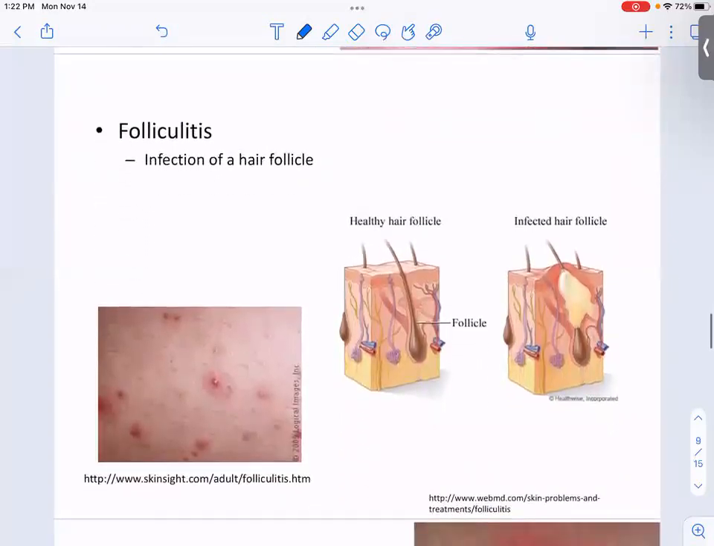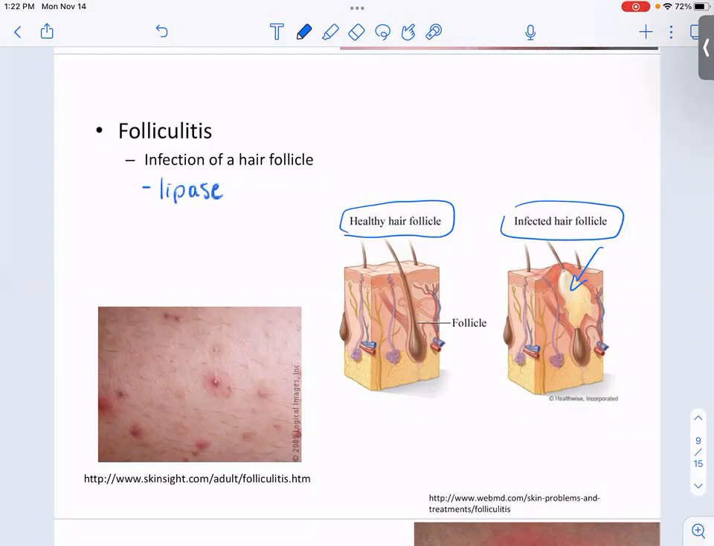A little more potential, usually still pretty innocuous, but a little more potential to be serious: folliculitis. That's an infection of a hair follicle. So there's a healthy hair follicle, and then when there's an infection, often a lot of pus is produced: fluid, dead cells, due to the action of lipase. Again, that's kind of an oily place, and lipase can break down those oils.